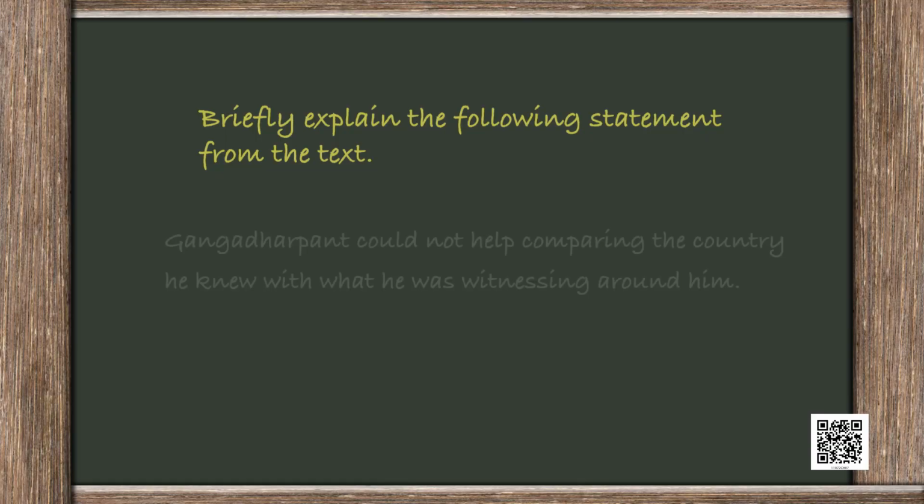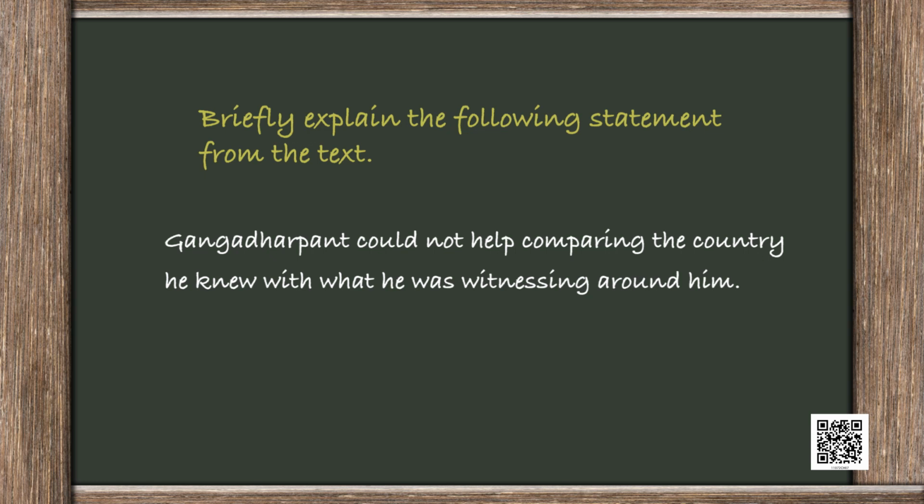Gangadhar Pant could not help comparing the country he knew with what he was witnessing around him. Because Gangadhar Pant in the story first is in independent India, which is after 1947, in which India has been partitioned, the British have left. But the place he lands up in, Bombay, is still in British control, very much like Hong Kong was in British control for 99 years. While Peshawar is a part of India, so India has not been divided in this alternate universe.